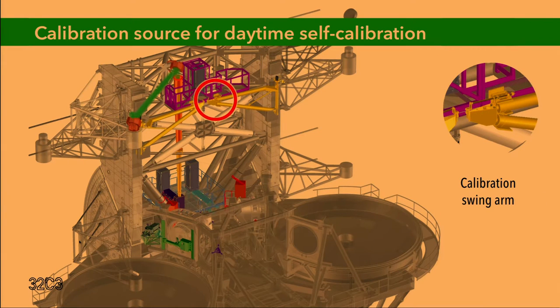The calibration unit for daytime calibration can be put into the beam, so these arms can swing over the primary mirror, and then we can inject artificial stars via a hologram into the whole unit during daytime and calibrate the whole thing. And then, yes, we are back here. This is how we look. And maybe concentrate on these two areas first.